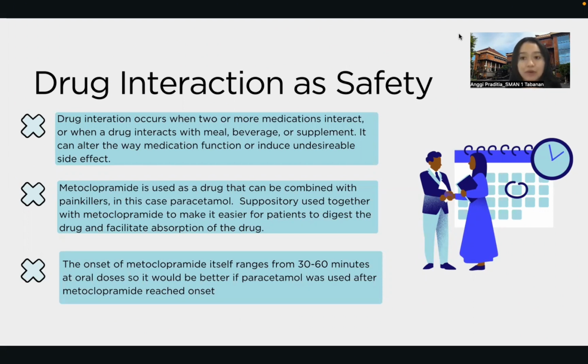So you may be asking why Mr. Ari needs to consume the paracetamol after 30 or 20 minutes. It's because the onset of metoclopramide itself ranges from 30 until 60 minutes at oral doses. So it will be better if paracetamol is used after metoclopramide reaches onset.